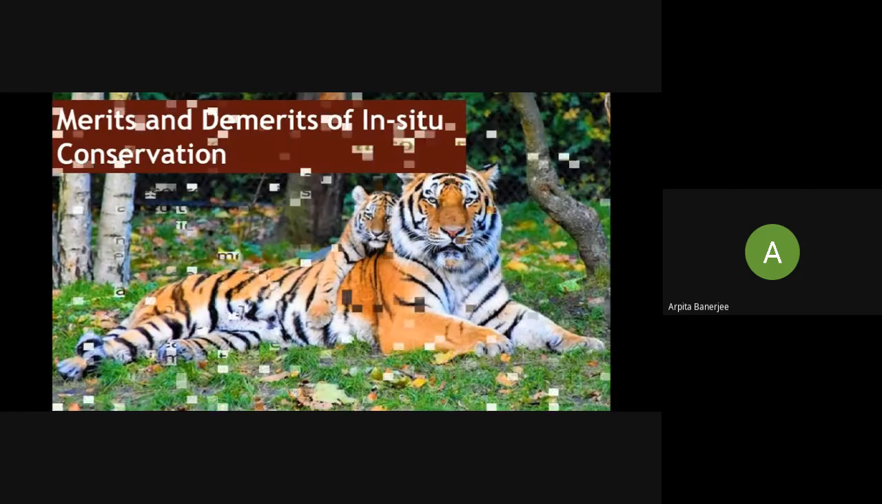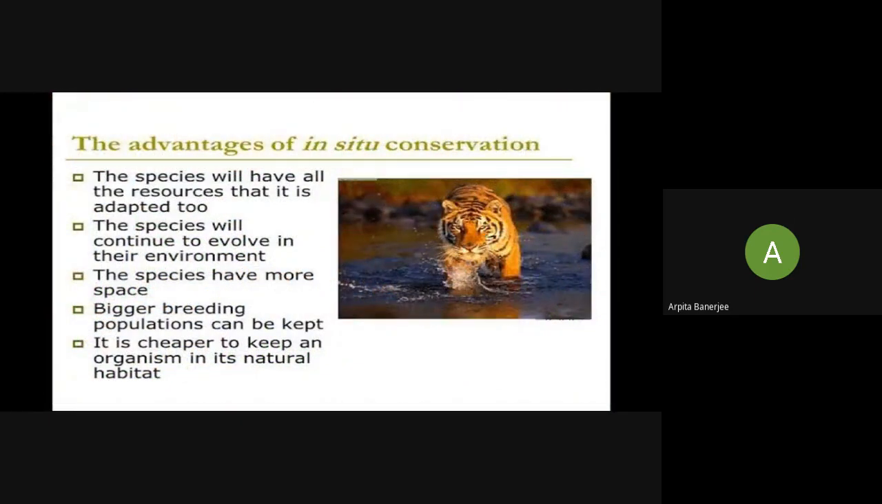Now we will focus on the advantages of in situ conservation. First, the species will have all the resources that it adapted to. Second, the species will continue to evolve in their environment. Third, the species have more space. Fourth, bigger breeding population can be kept. And fifth, it is cheaper to keep an organism in its natural habitat. These are advantages of in situ conservation.